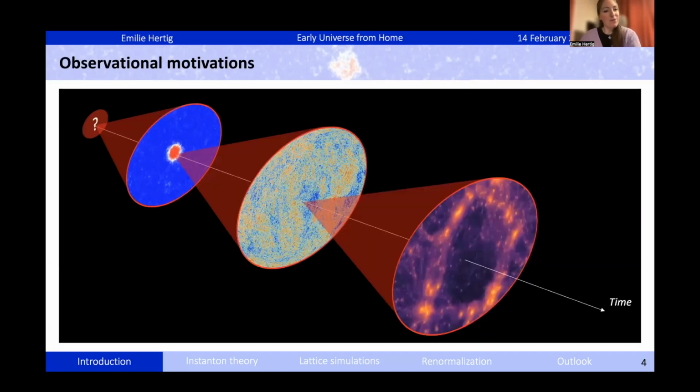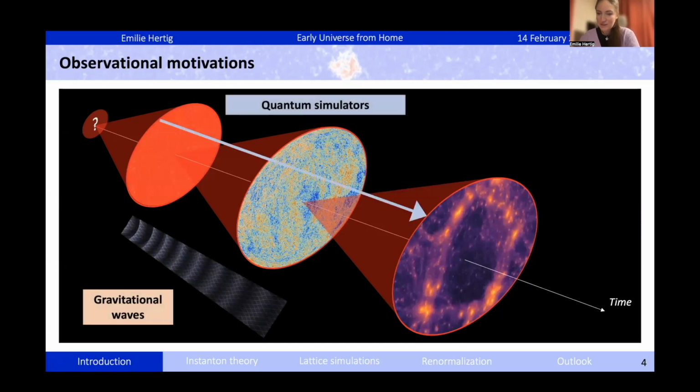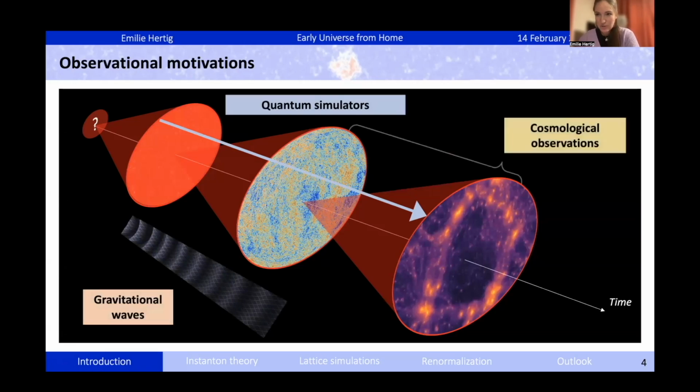Observationally, if a first-order phase transition happened in the very early stages of our universe, it may have left potentially detectable signatures, both in the statistics of the CMB anisotropies, in the distribution of large-scale structure, but also in the form of gravitational waves. So these quantum simulator experiments and the numerical efforts related to them are a way to predict such signatures and to set new targets for upcoming very sensitive CMB and gravitational wave observations.